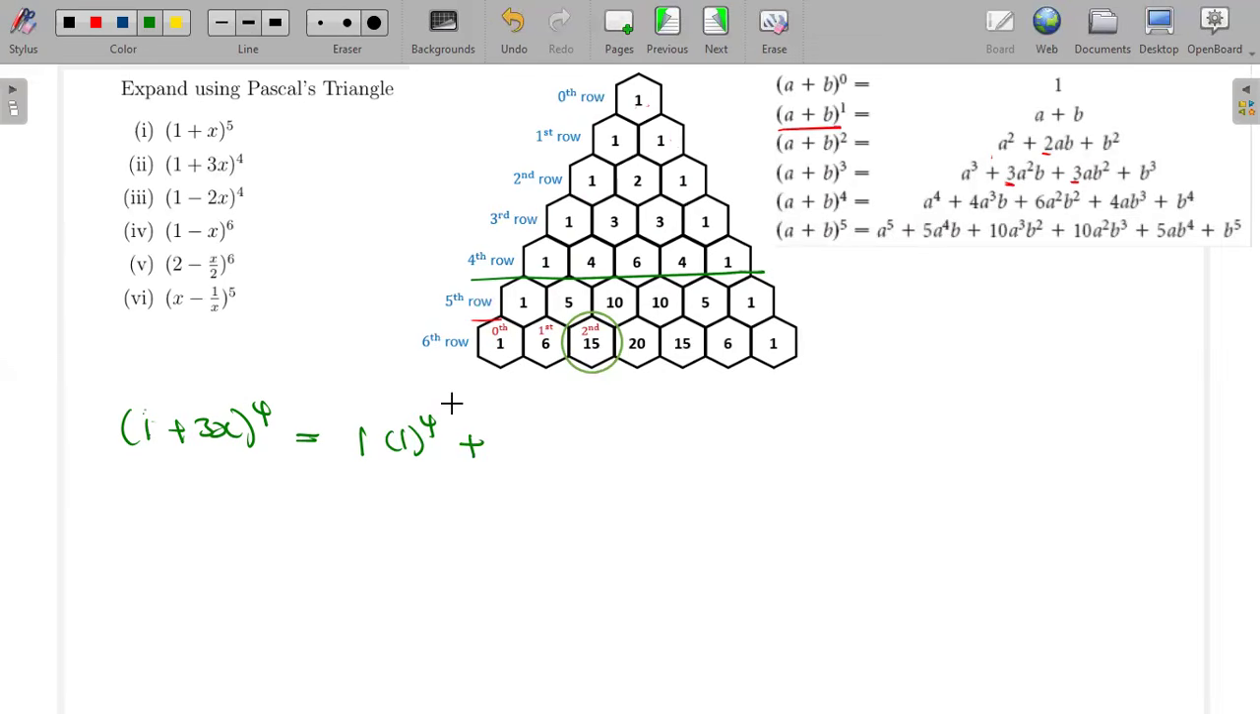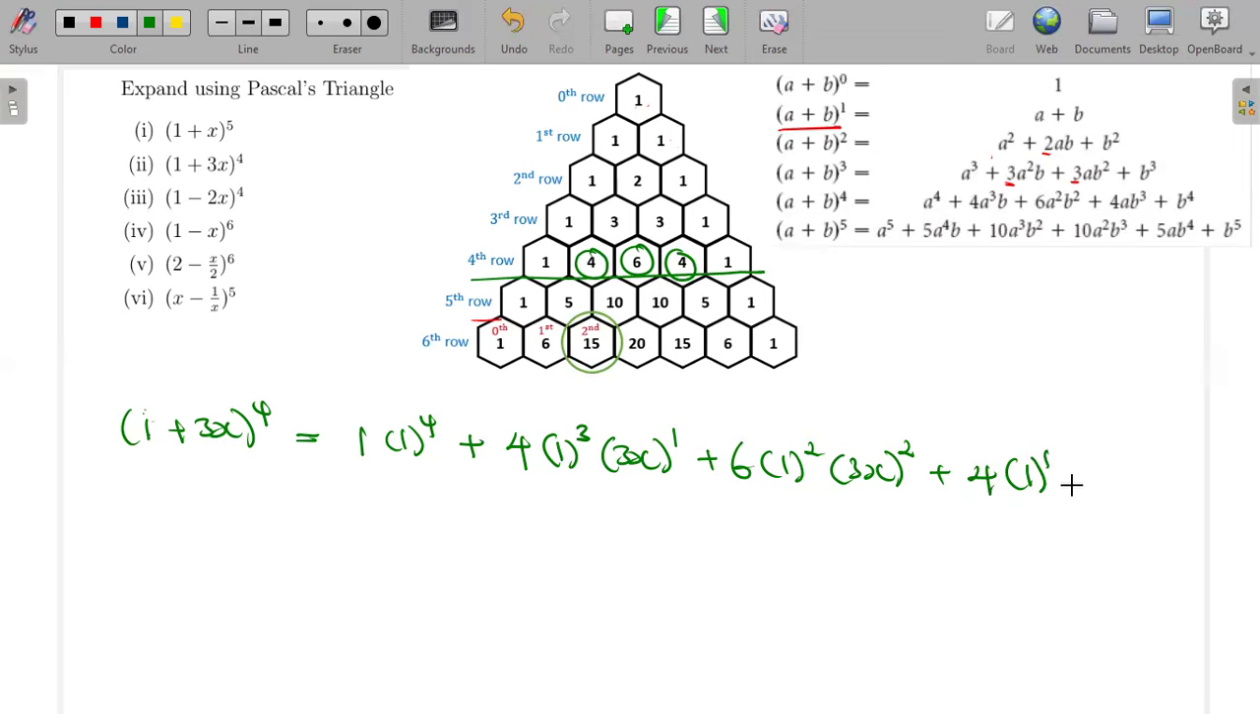So then the next here, I'm going to reduce this power. So the coefficient I get there is 4. So 4. Then I reduce the power. That's 1 going to the power 3. And then I increase the power on the 3x. So that is going to be 3x to the power 1. Then I have plus, next is 6. So you have 6, and then you have 1 to the power 2, and then you have 3x to the power 2. And then you're going to have 4. So you have 4, then you have 1 to the power 1, and then you're going to have 3x to the power 3.